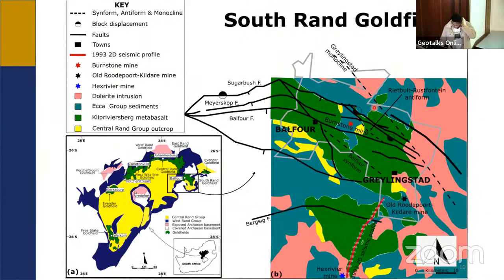Now, this is an example of the geological map of the Southern Goldfield. It is in the town of Balfour.